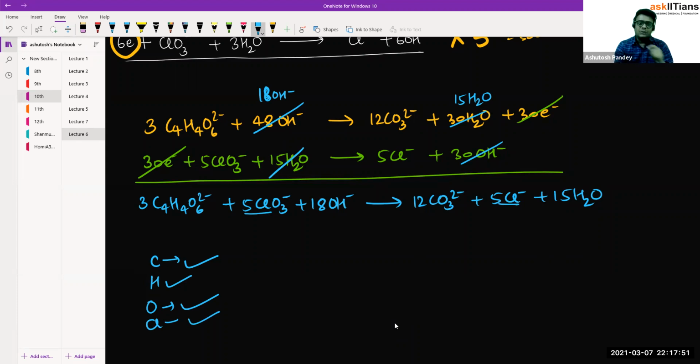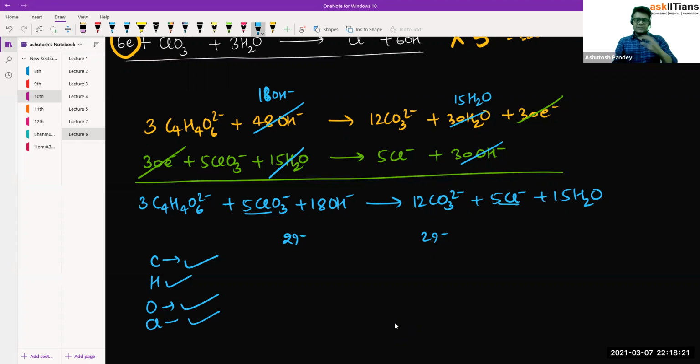And what about charges? We have 6 negative and 5 negative, 11 negative and 18 negative. It is 29 negative on the reactant side. And on this side we have 12 into 2, 24 and 5, 29 negative on the product side. So it means charges are also balanced. So we just learned how to balance a redox reaction if it is happening in basic medium.